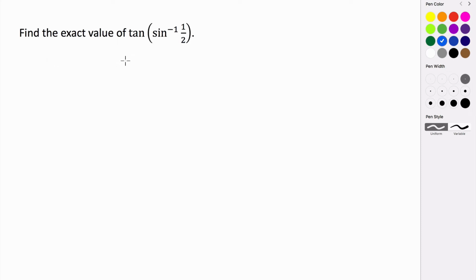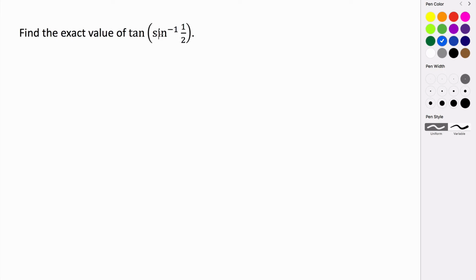In this video, we're looking to evaluate the composite of two functions. It's going to be a trig function and an inverse trig function. So we're asked to find the exact value of the tangent of the inverse sine of 1/2. Now, when you're given a composite function, you always want to work from the inside out.